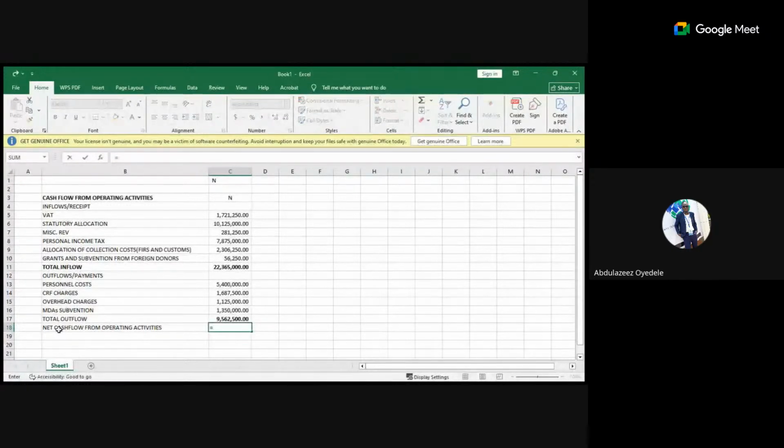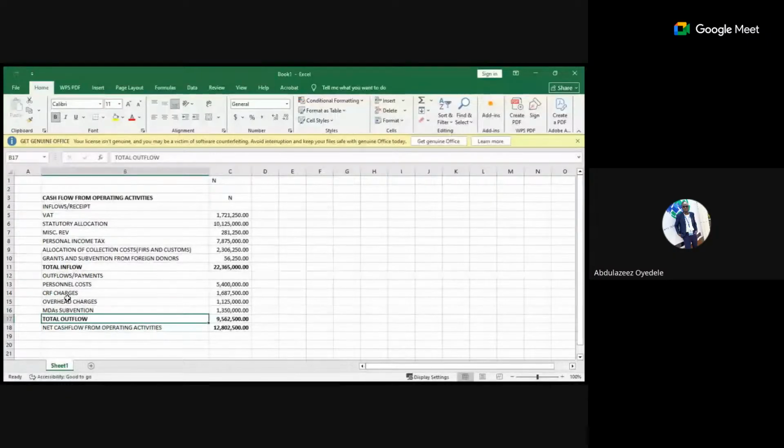Okay, so which will now be the difference, that is 22,365 minus the 9,562. Good. Yeah, thank you. So we can now move forward to the next segment, which is cash flows from investing activities. So the next row will be cash flows from investing activities.